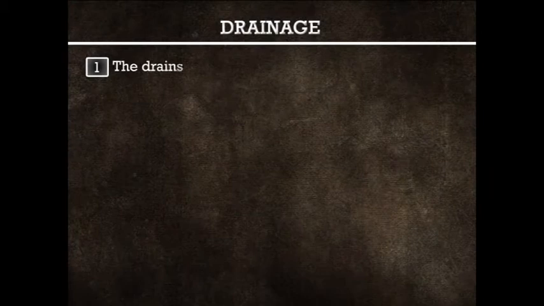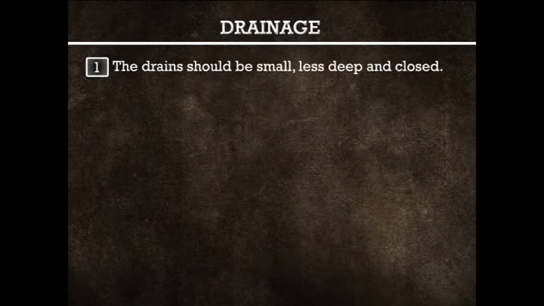During the monsoon season, there should be an outlet on the field for the rainwater to drain away. All the buildings of the institution, the ground and other facilities should have an outlet for water. The following things should be kept in mind while fixing the drainage. Number 1, the drain should be small, less deep and closed.